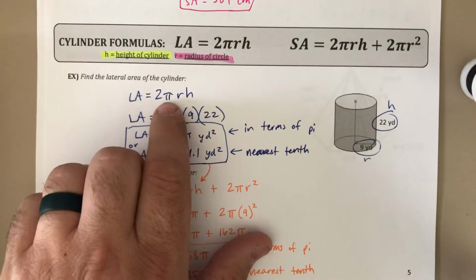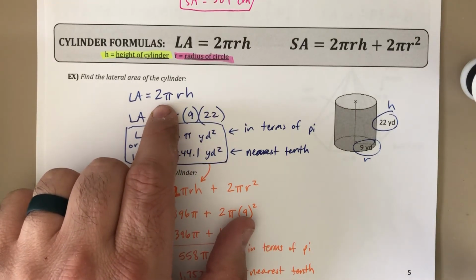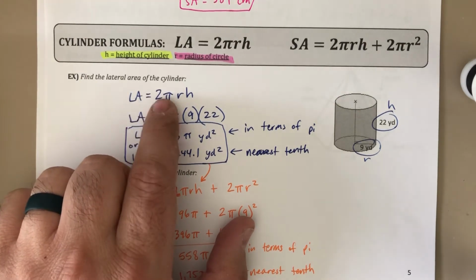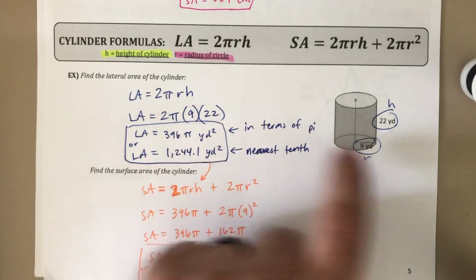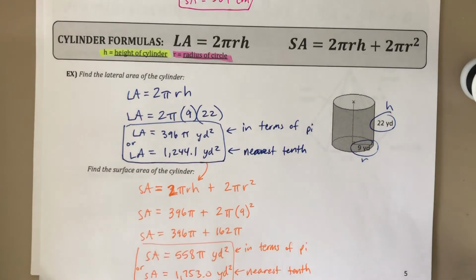So 2 times pi times r times h. Remember, pi is just a number, guys. It's 3.14, right? So this is not something to freak out about. So it's going to do 2 times pi times the radius. Well, that's 9 here, times the height, which is 22. 2 times pi times 9 times 22.